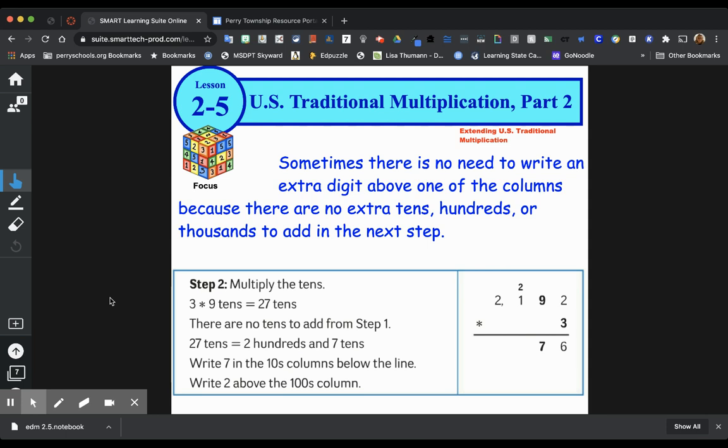But if we take a look at step 2, now we're going to multiply the tens. We're going to take 3 times 9 tens, which is going to give you 27 tens. There are no tens to add from step 1, so it's just 27 tens. That equals 2 hundreds and 7 tens. So you're going to write the 7 in the tens column below that line, and you're going to carry the 2 over to the hundreds because we know that 20 tens equals 2 hundreds. So we can see we have 2, 7.